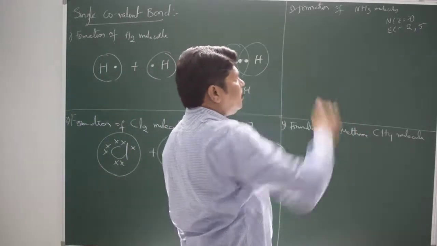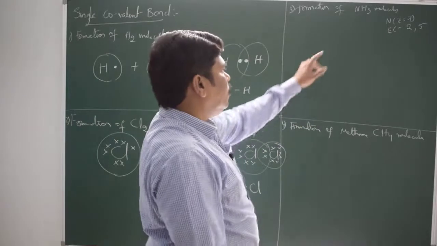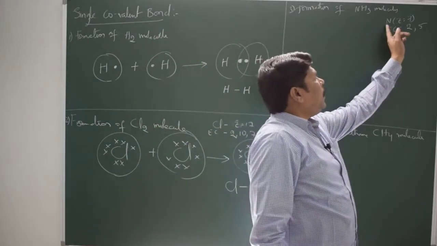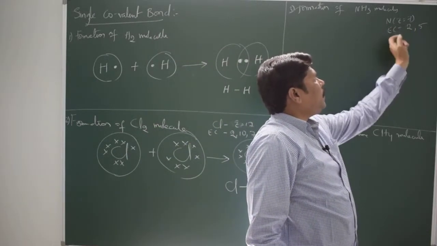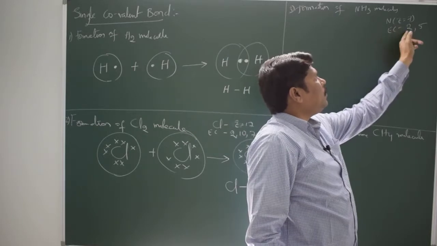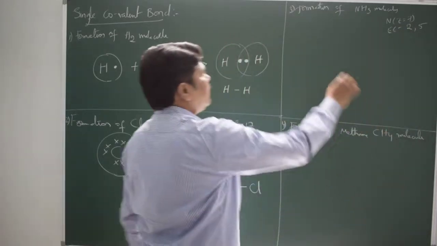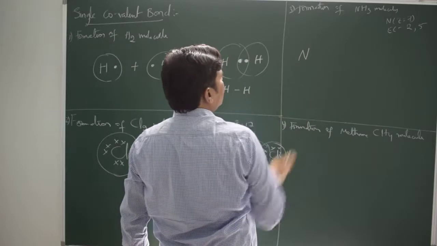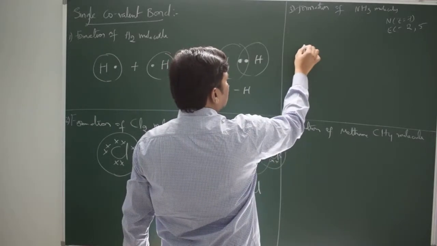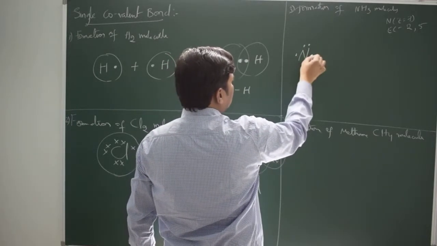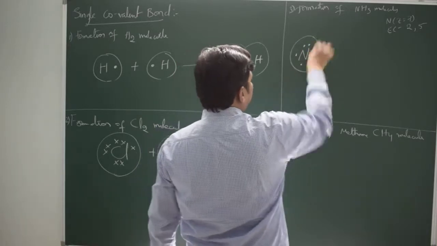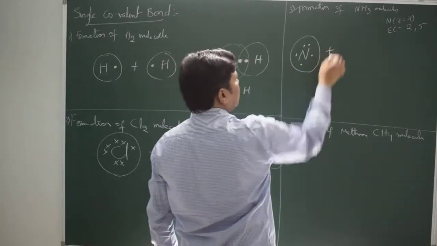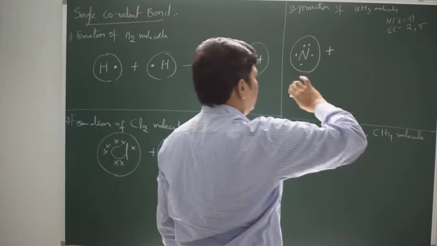So, the ammonia molecule, NH3. Nitrogen's atomic number is 7, electronic configuration is 2, 5. The Lewis symbol I'm going to write for this N: 1, 2, 3, 4, 5. So 5 electrons in the outermost shell of the nitrogen atom in the Lewis symbol.